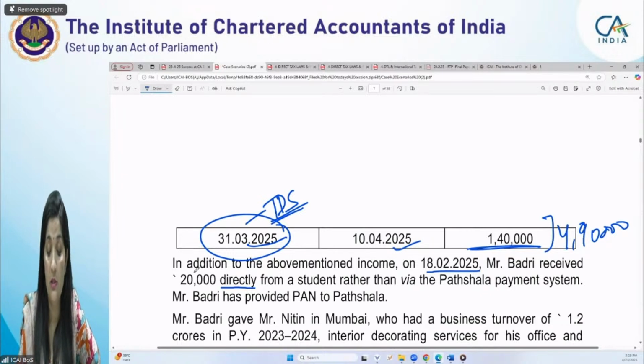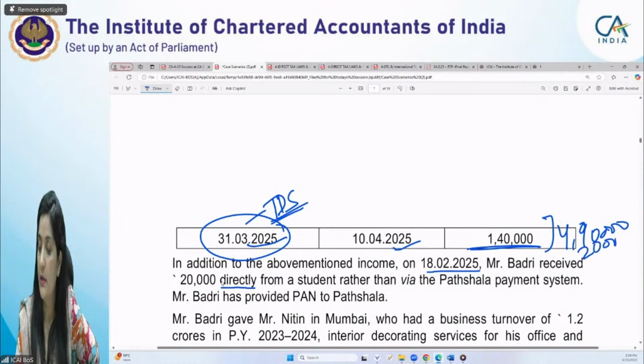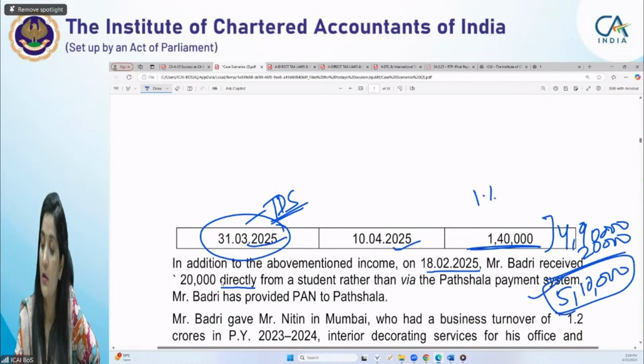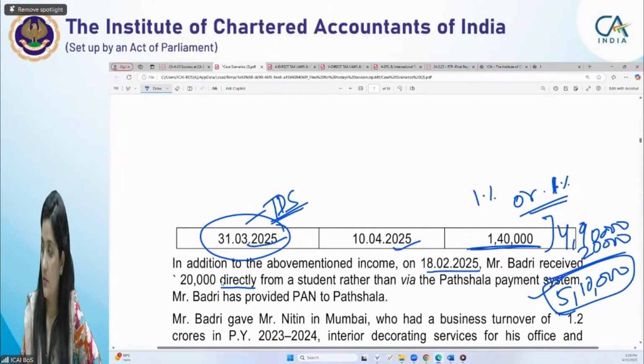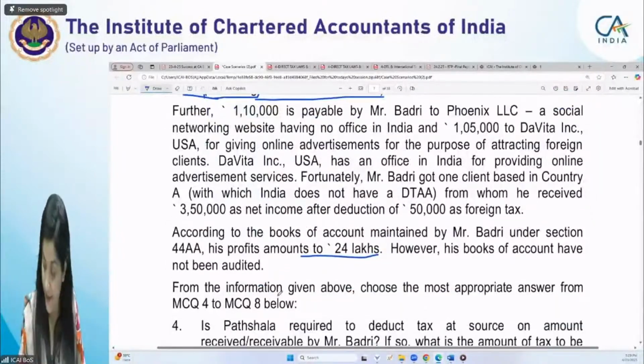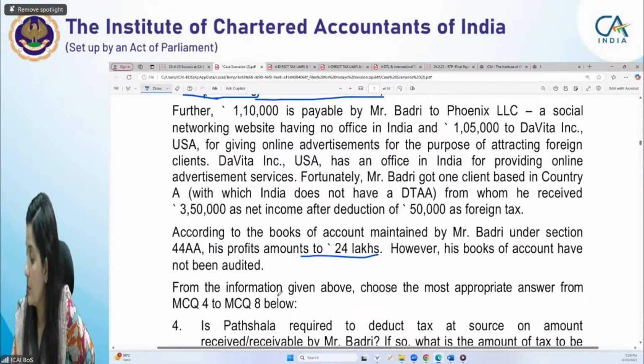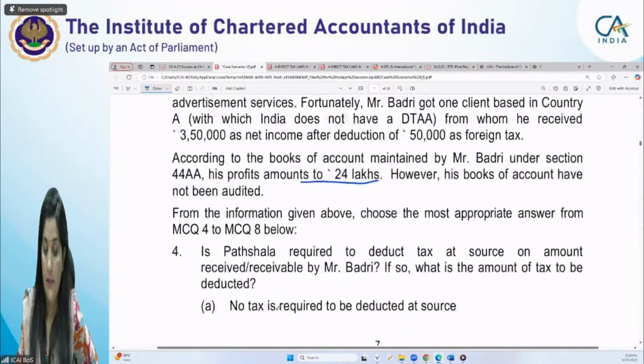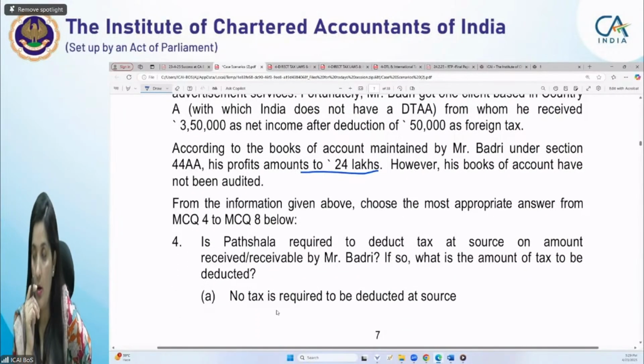What is this information? In addition to the above mentioned income, Mr. Badri received, yes, 20,000. Good, Prashant. So direct payment also will be covered. 20,000. It is coming to 5 lakh 10,000. ठीक है. अभी 5 लाख 10,000 किस रेट पे कटेगा, 1% पे और 0.1% पे, किस रेट पे कटेगा TDS? Tell me at what rate? What rate TDS will be deducted, at the rate of 1% or 0.1%?